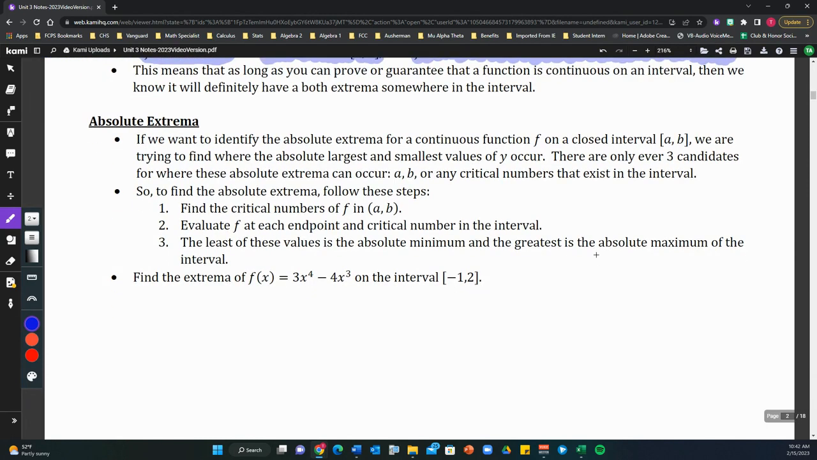So our process. If we want to identify the absolute extrema for a continuous function f on a closed interval a to b, then we are trying to find where the absolute largest and smallest values of y occur. There are only ever three candidates for where these absolute extrema can occur: either at our endpoints a or b, or any critical numbers that exist in the interval. Because again, a critical number is a candidate for a relative extrema. So if the conditions are met, a critical number can turn into a relative extrema.